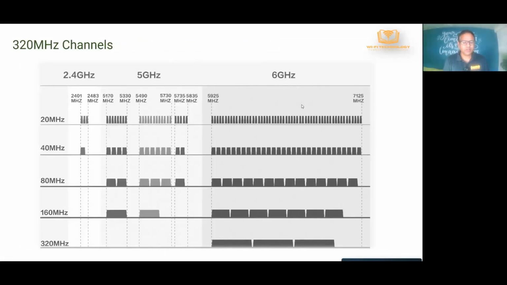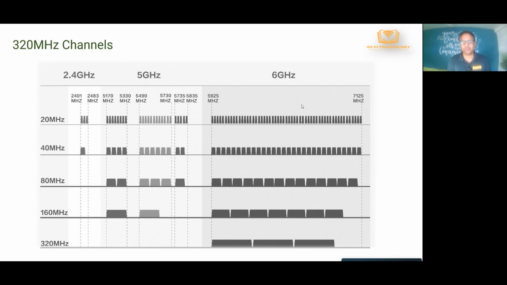So starting with the simplest one to understand, that is the 320 megahertz channels. The concept is very simple. Up to Wi-Fi 6, we went to 160 megahertz channels. Now we are doubling the channel bandwidth for a single user to up to 320 megahertz. And why are we able to do that? We are able to do that because we have the 6 gigahertz spectrum available now. So we have 1200 megahertz of channel bandwidth available. So now we can afford to do 320 megahertz channels.